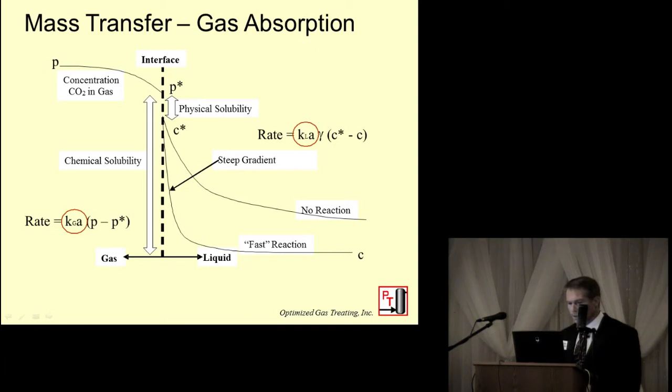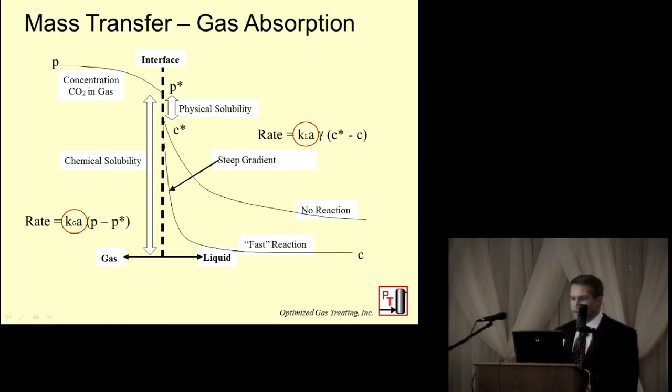So this is the concentration gradient we're talking about. If there is a chemical reaction going on, the gas will disappear by reaction, and this steepens the concentration gradient right near the interface. And in effect, it enhances the mass transfer. And the part of the liquid layer that contains the concentration gradient is a resistance film too.